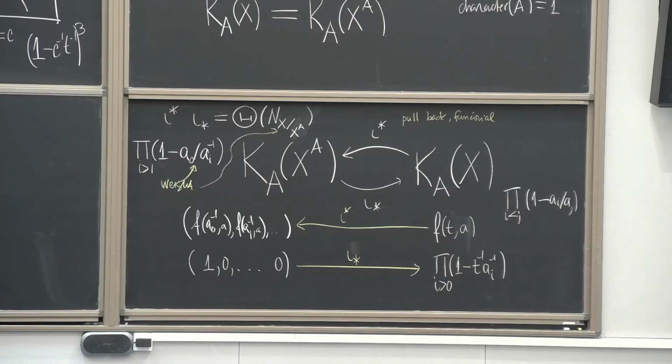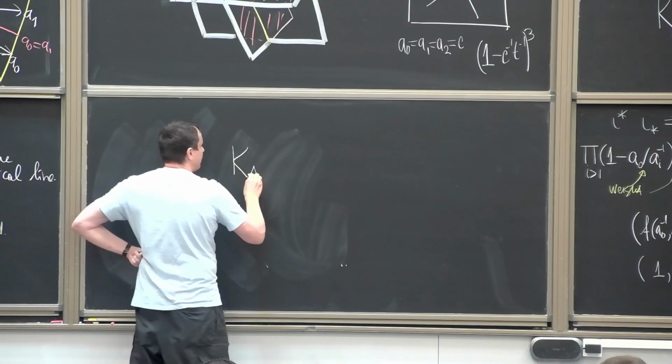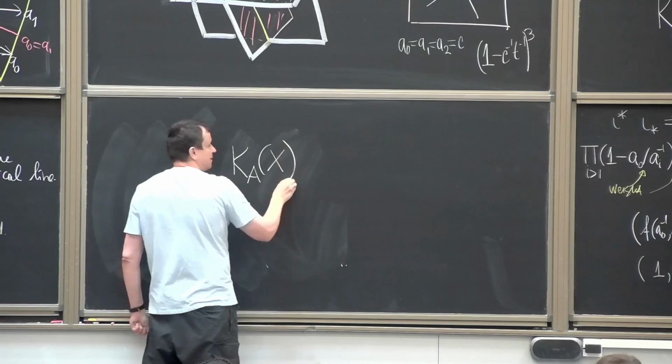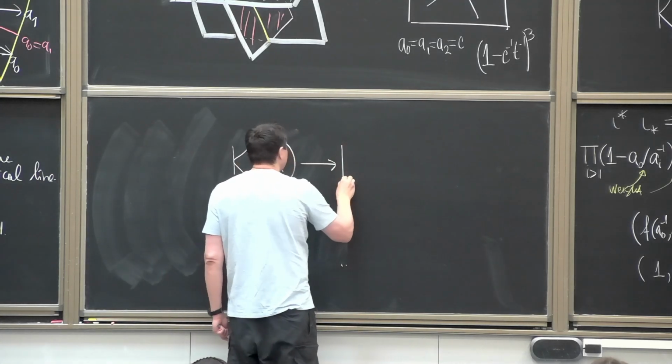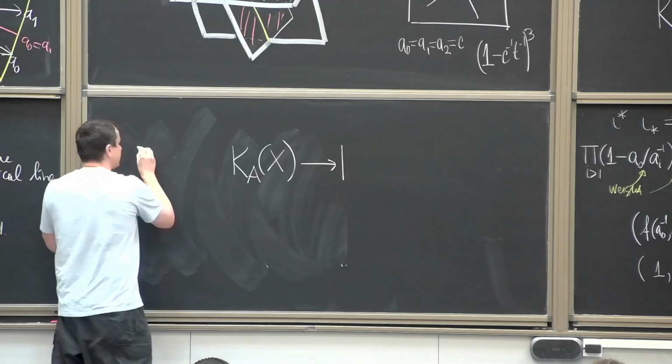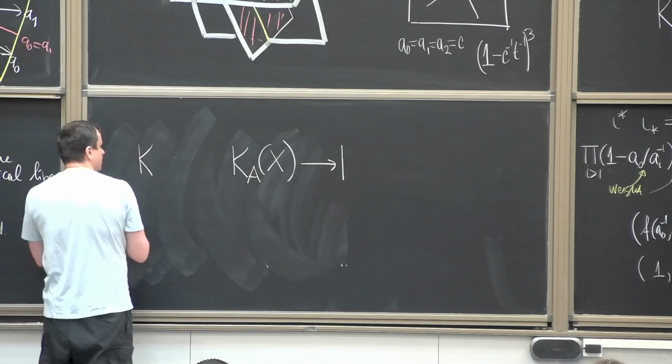So how do we define push forward? Push forward is defined by taking the equivariant K theory of X, by an exact sequence. Where are we going to go? We have to look at the inclusion of the fixed locus. So this will take K theory.